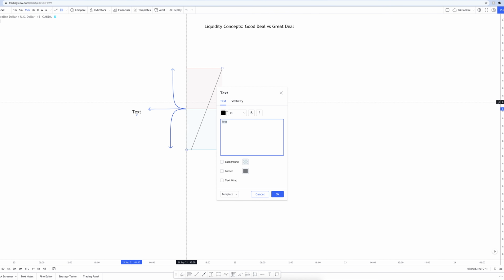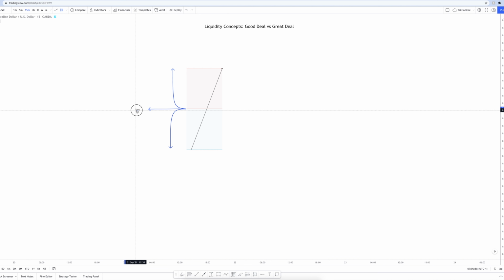So let's just type this out. Understanding what good deals versus great deals will do. Hold on, let me type this out really quickly. Fair value. And I like applying this in conceptual mode.